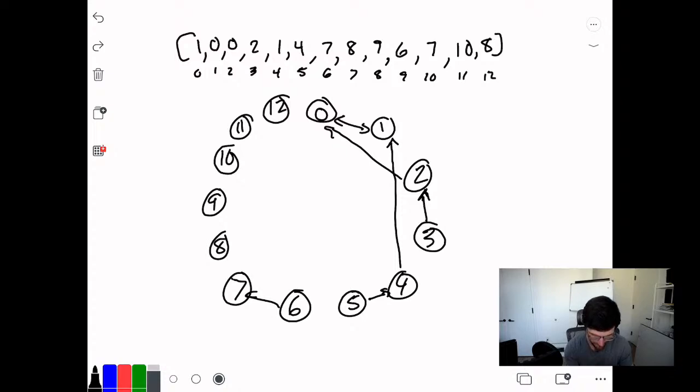6 points to 7. 7 points to 8. 8 points to 9. 9 points to 6. 10 points to 7. 11 points to 10. 12 points to 8.